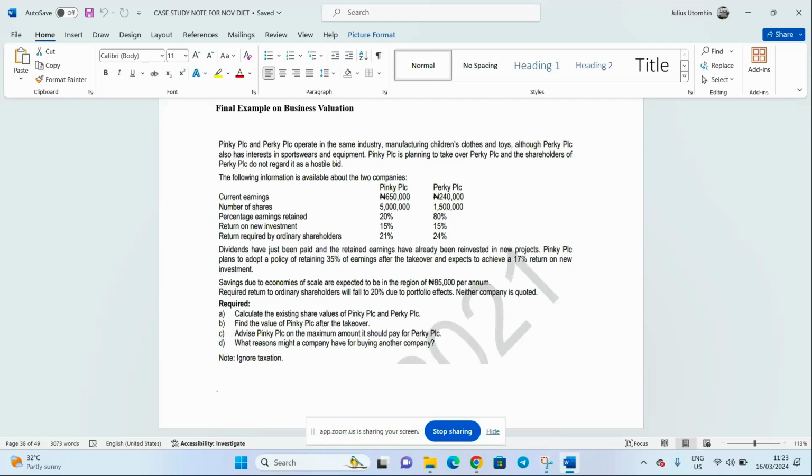Pinky PLC plans to adopt a policy of retaining, and expects to achieve 17% return on new investment. Savings due to economy of scale are expected to be in the region of 85,000 naira per annum. Required return of shareholders will fall to 20% due to portfolio effect. Neither company is quoted.